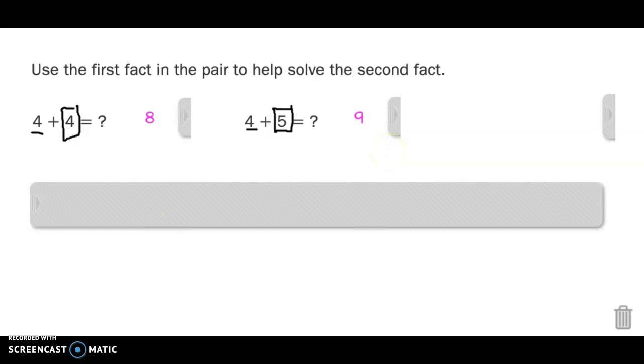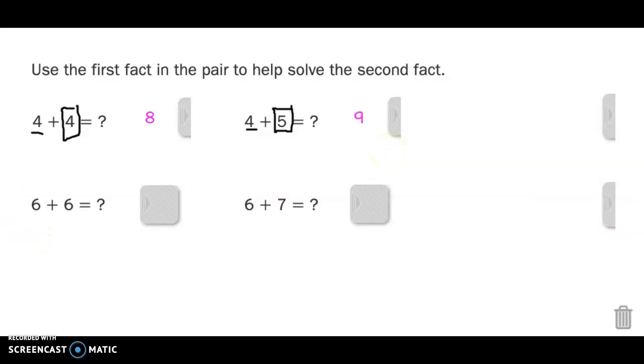Okay, moving on to our next fact. We have 6 plus 6. What is 6 plus 6? Well, I know I need to start at 6 and I'm going to add 6 more. So 6, 7, 8, 9, 10, 11, 12. Great. On your paper, you should have 6 plus 6 equals 12.